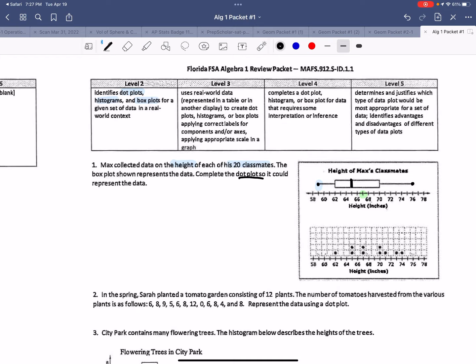Okay, so let's count our dots here. So we have 1, 2, 3, 4, 5, 6, 7, 8, 9, 10. Okay, so we have a total of 20 classmates. We know we can add this dot on the max, that we know. So this is called a 5-number summary. We know at least one person was 59. All right, so again, we have 1, 2, 3, 4, 5, 6, 7, 8, 9, 10, 11, 12. We have 12 data points.